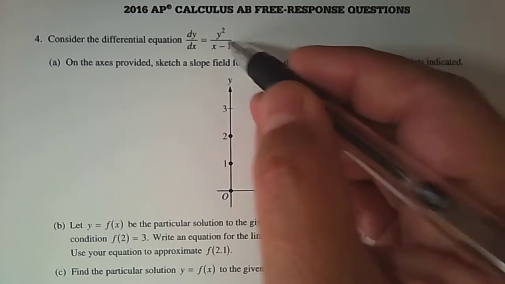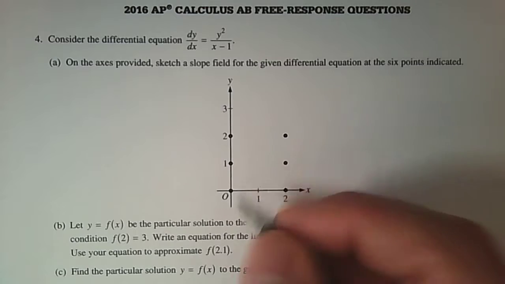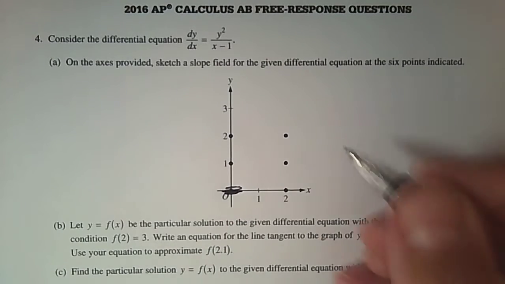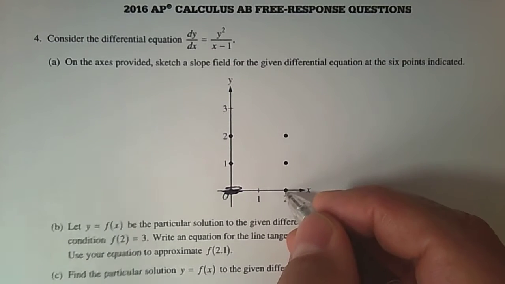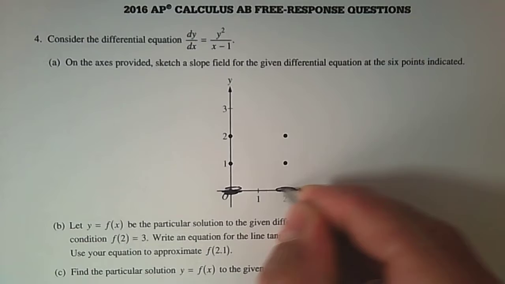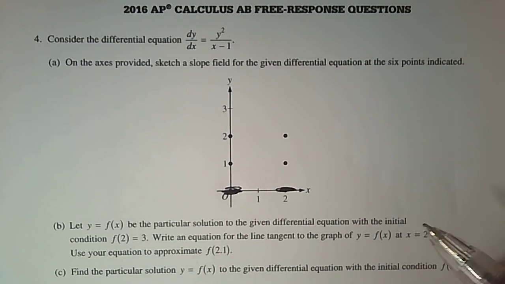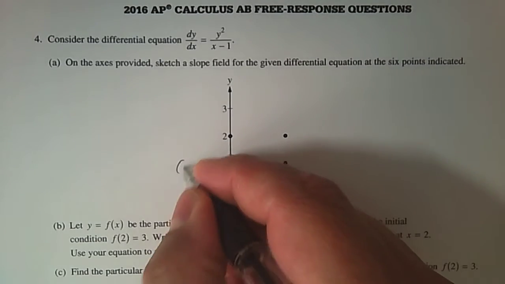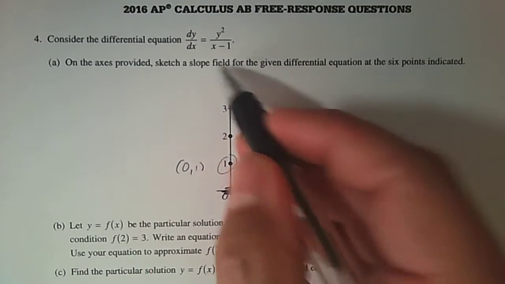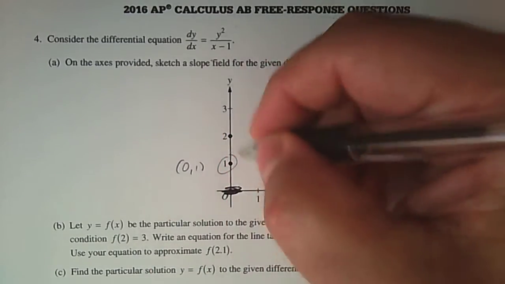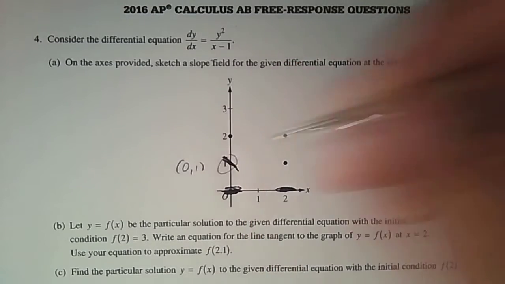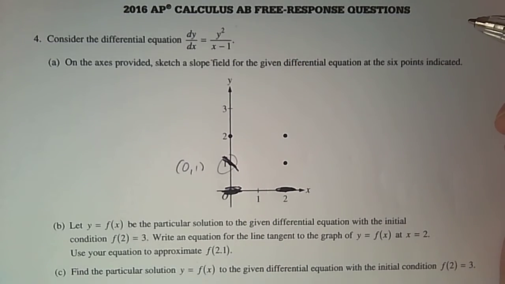So at 0, we have 0 divided by whatever. At 2, 0. So again, when y is 0, 0 divided by whatever is 0. So both of these are going to be horizontal lines. How about here? This one's 0, 1. So when x is 0 and y is 1, you get 1 divided by negative 1. So try to do a 45-degree slope pointing down.